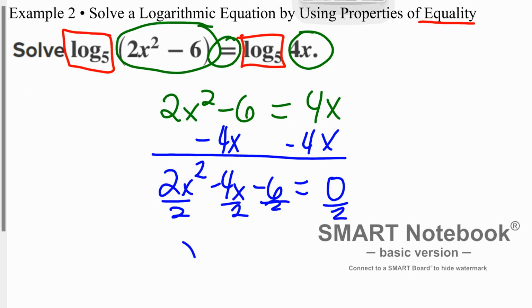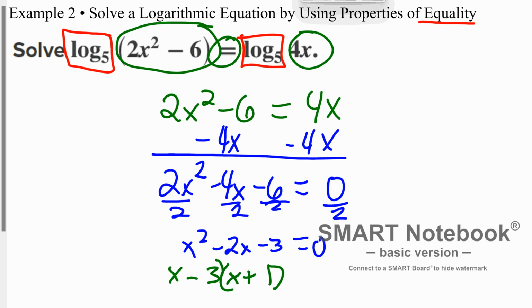Oh, maybe I should actually divide that by 2. And then I can try to factor or use the quadratic formula. But what times what is 3 but subtracts 2? Well, that would be 3 and 1. And then this one needs to be negative, right? This one needs to be positive. So x minus 3, x plus 1 are my factors.